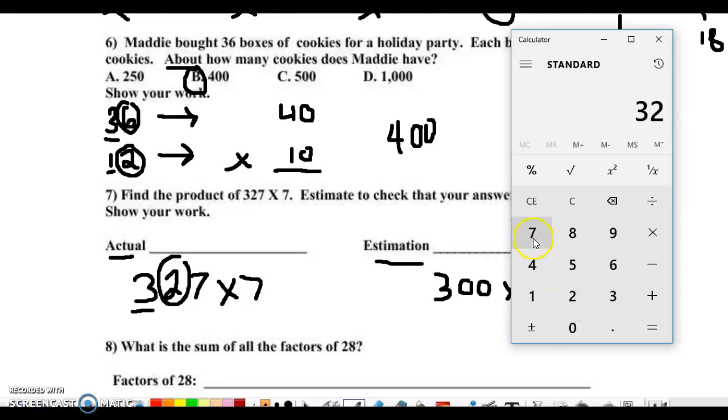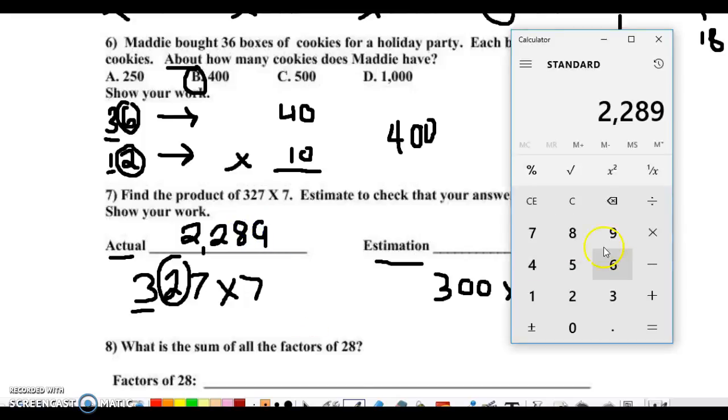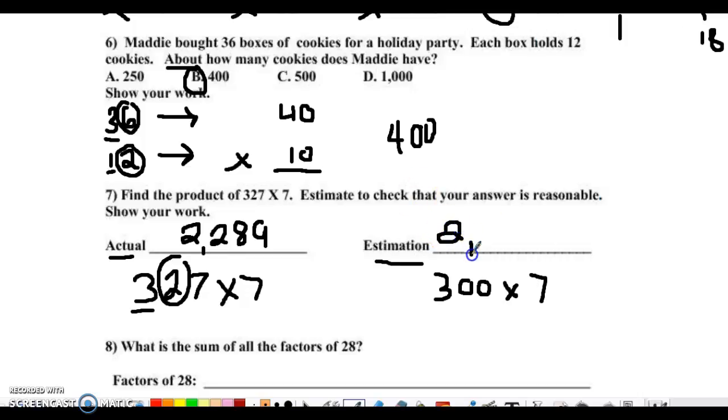The actual answer, 327 times 7, I plug that in and I get the answer of 2,289. And the estimated answer is 300 times 7, which is 2,100, which shows you that your estimated answer is reasonable because 2,100 is fairly close to the actual answer of 2,289.